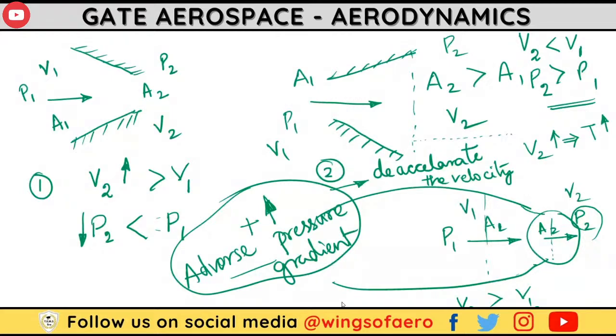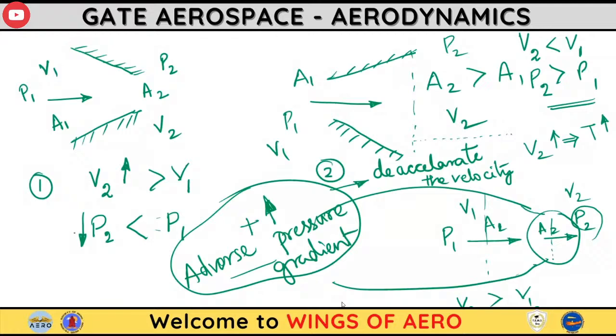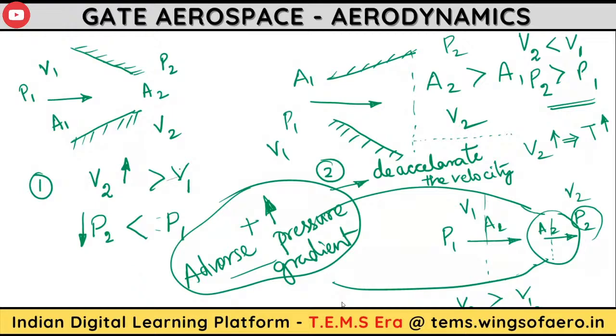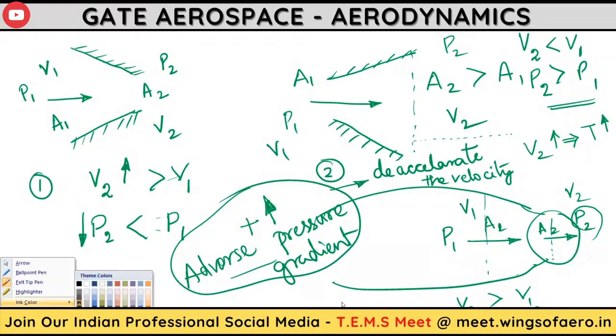Ma'am, come again, ma'am. Once again, explain, ma'am. Adverse pressure gradient, deceleration of velocity. Okay. What is the meaning of adverse pressure gradient? Is my marker gone? Okay. Let me change the color.